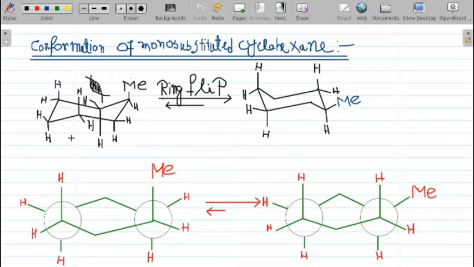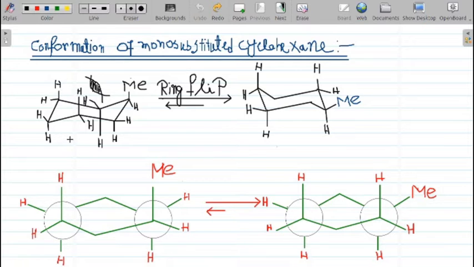And in this video we will discuss how the stability of the chair conformation changes when we substitute a hydrogen of cyclohexane with another substituent, like an alkyl group or other variable substituents. So let's get started.